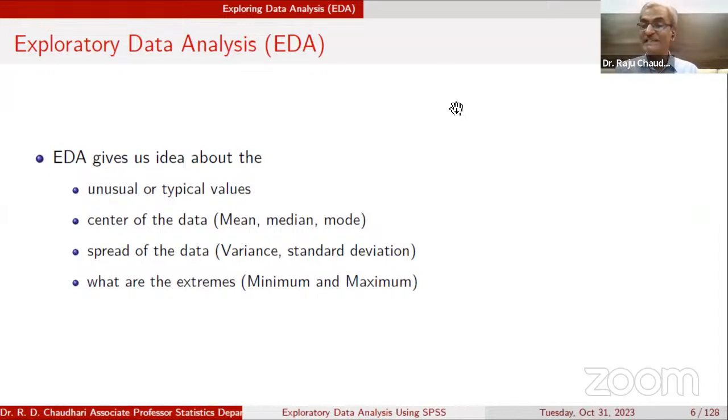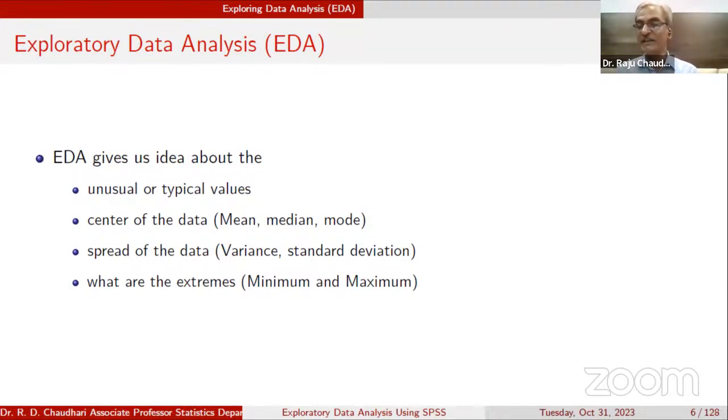So to get an idea about the outliers in the data, because if there are outliers in the data, then it will affect the analysis of the data. So one or more observations that are unusual or atypical are known as outliers. We will discuss how to trace out outliers in exploratory data analysis. So that is the first part. It gives you an idea about the unusual observations or outliers.